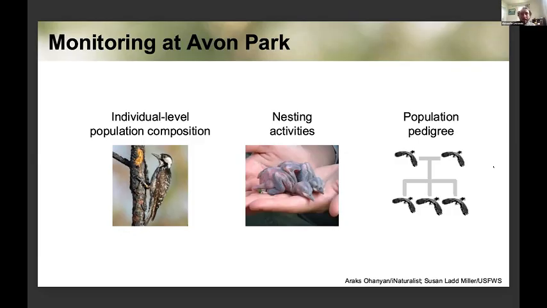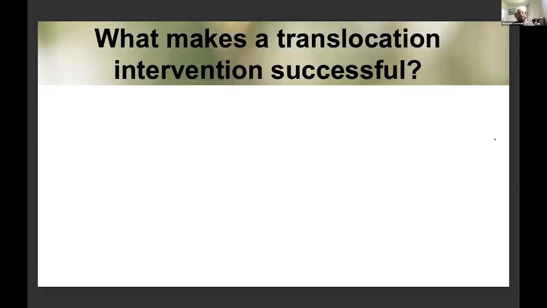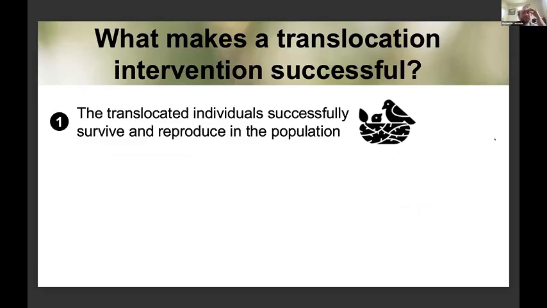And so I want to take a step back and think about what makes a successful conservation translocation. There are potentially several motives, but the three that I will focus on today, I'll have a little checklist of criteria here. One, a really basic thing but very essential, is that we need these translocated individuals to successfully survive in this population and reproduce. If they leave the population right away or they die right away, they'll have no impact on the population.